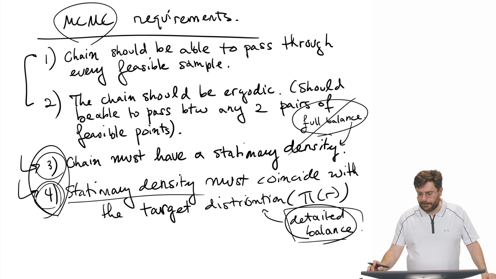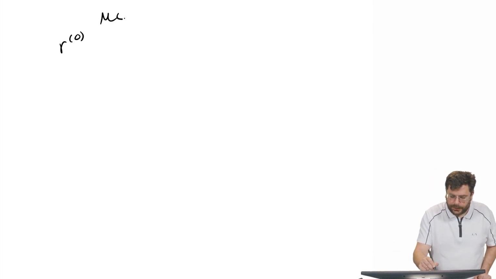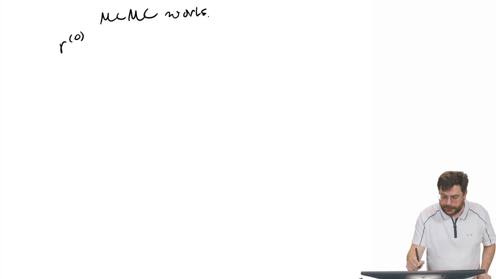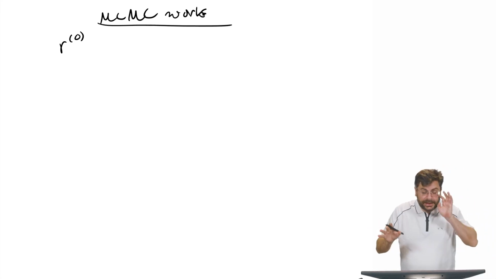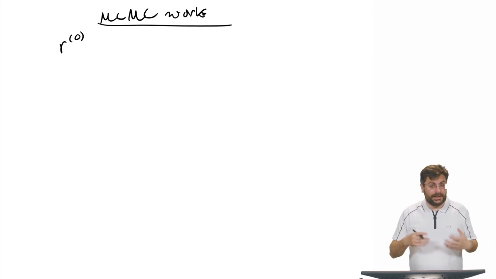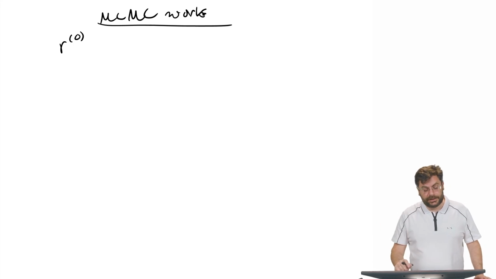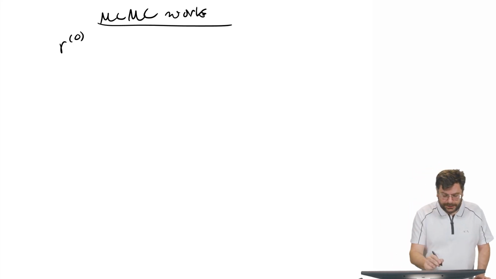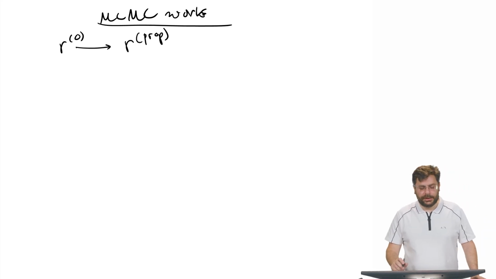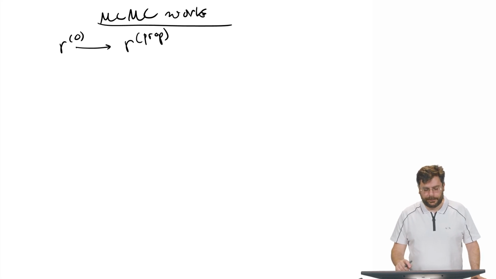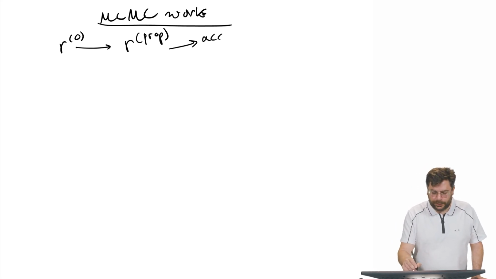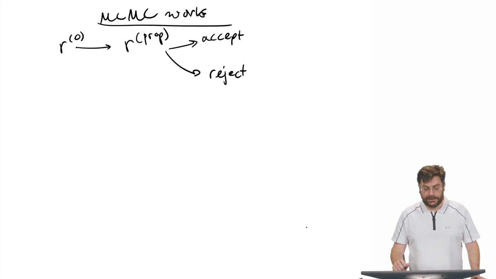So what's going to happen? How MCMC works, conceptually, and then we'll talk about how it works mechanically, how you can code it up, before looking at some computational examples at the very end of this chapter. The idea is that you start off with some R0, and you come up with some R proposed using a proposal distribution, which we'll talk about. Then you have to decide whether you accept or reject based on some acceptance criterion.